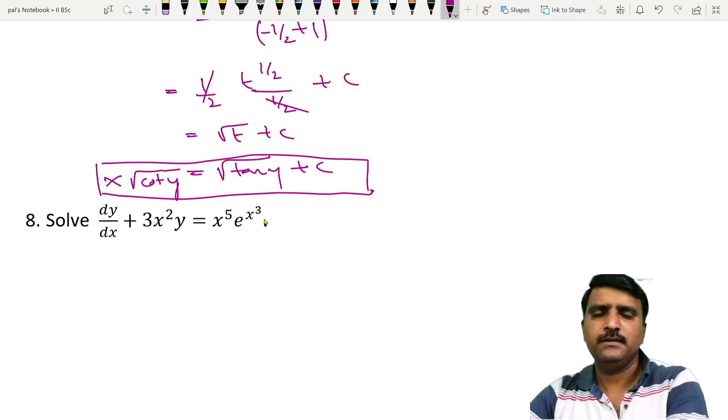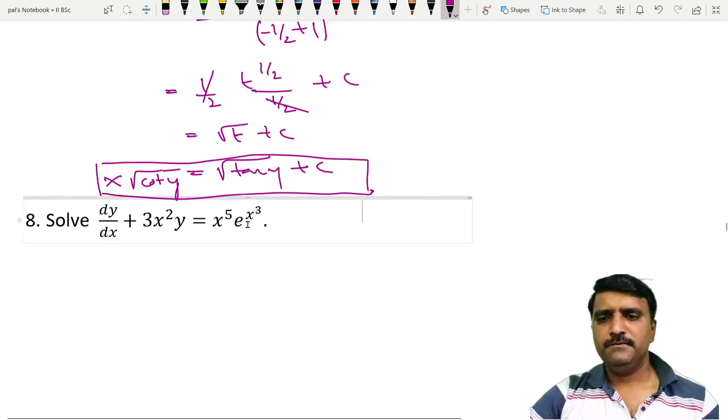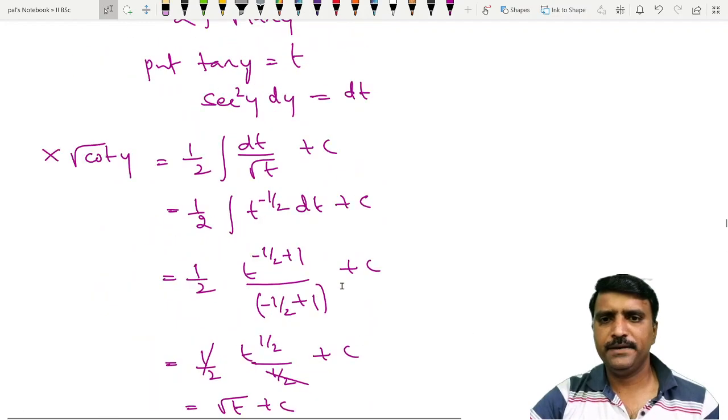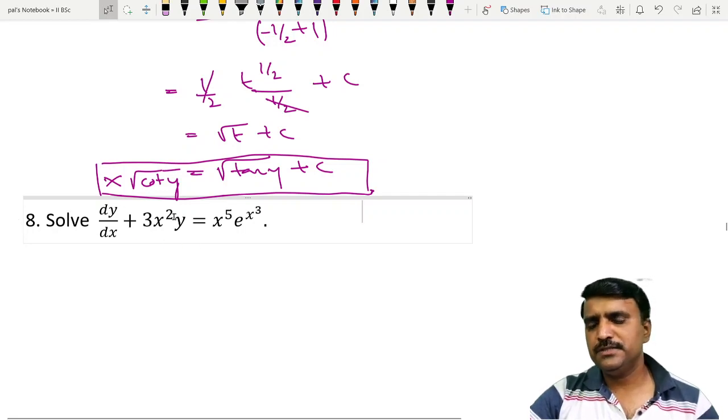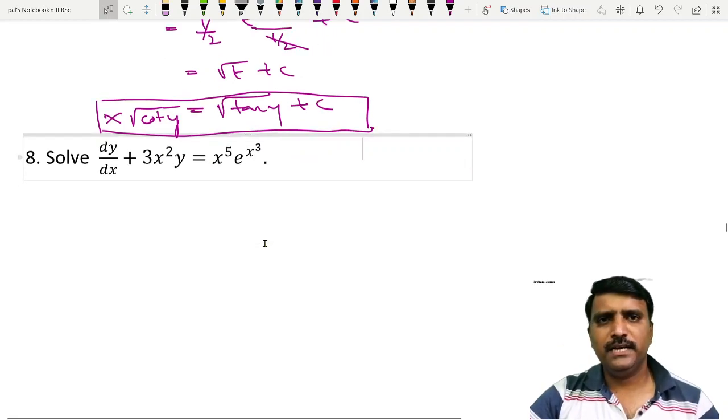So this is the solution of the differential equation. Try to solve this problem and find its solution. I still have around 18 problems in differential equations, and in the coming days I will complete these problems. Thank you.